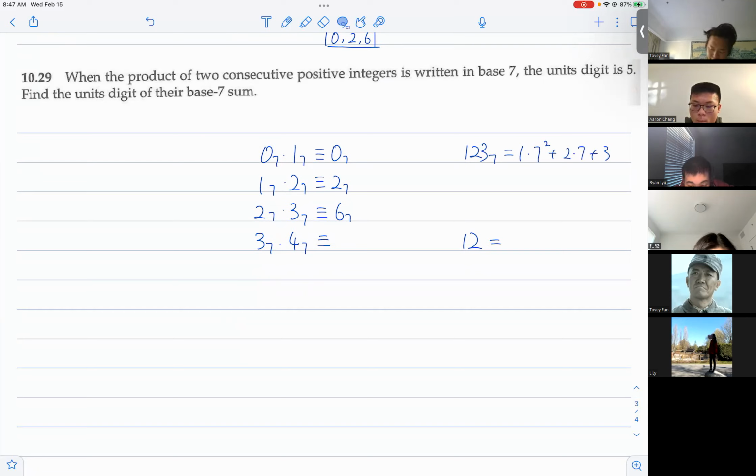Okay, so if you express 12 in base 7, you have to consider how many 7s or 7 squares you have, right? Now 12 is 1 times 7 and then 5. 7 plus 5, in other words, okay? So that means you have 1, 5 in base 7, remember?